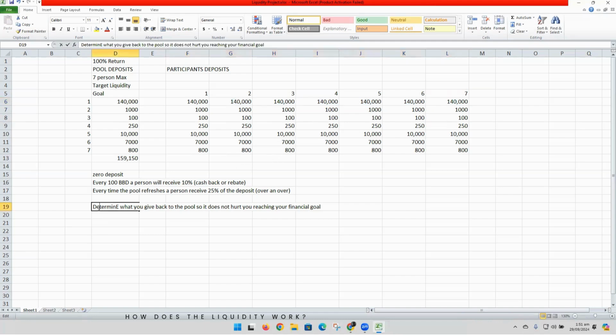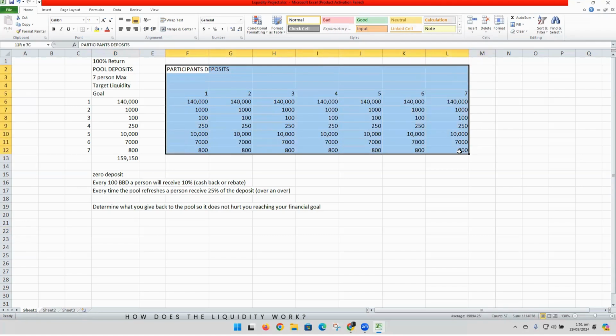Now, here comes this part, determine what you give back. The most important thing is that the system is going to limit how much of these funds you can redeposit, because they want to make sure that you are maximizing throughput, maximizing profit for yourself. So this is a very straightforward mechanism.